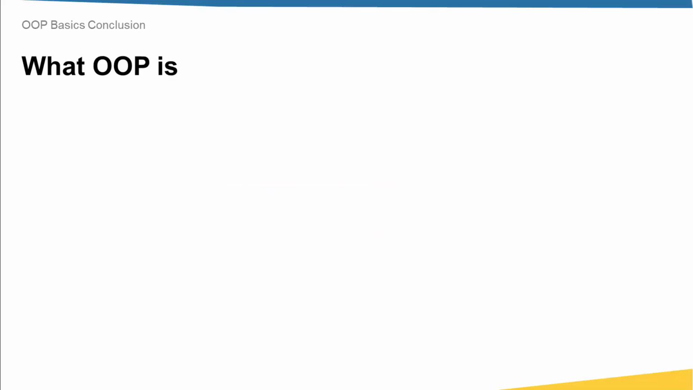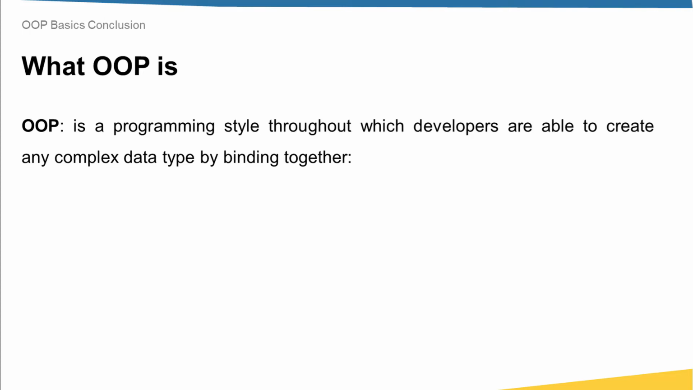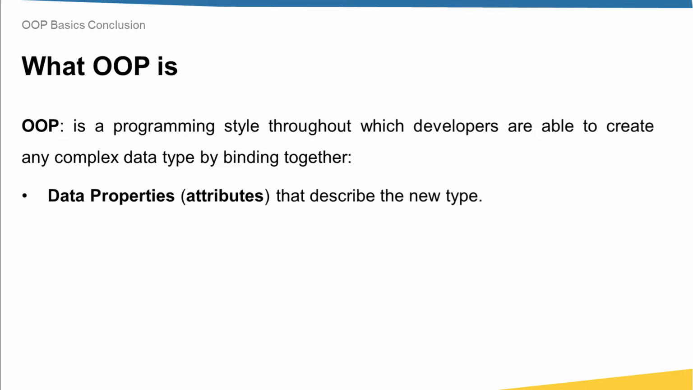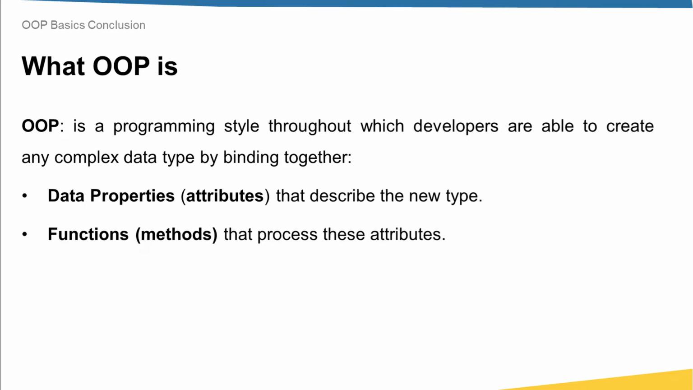In this lecture, I would like to quickly review with you all the important concepts that have been covered in this section. This section started by talking about what OOP is, and we saw that OOP is just a programming style in which developers are able to create new data types by binding together two things. These two things are data properties, which we call attributes, the data fields that describe the new type. We also combine with these properties functions or methods that usually process these attributes.